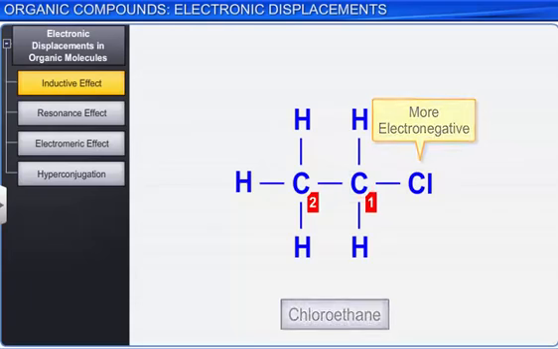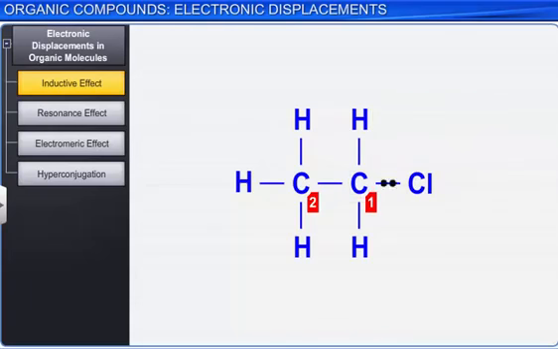Hence, the electron pair shared between carbon and chlorine is displaced towards the chlorine atom. Thus, a partial negative charge is acquired by chlorine and a partial positive charge is acquired by carbon.